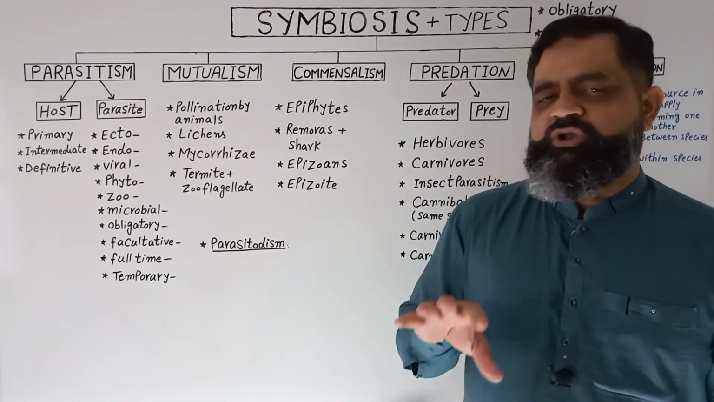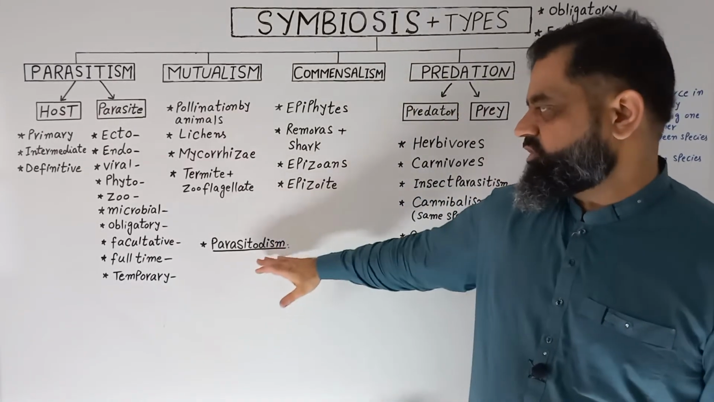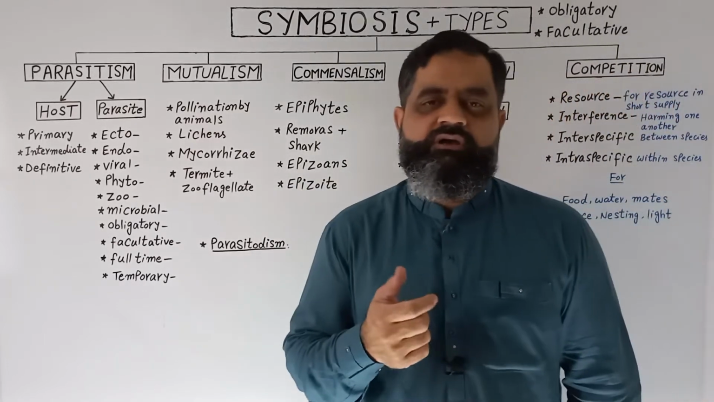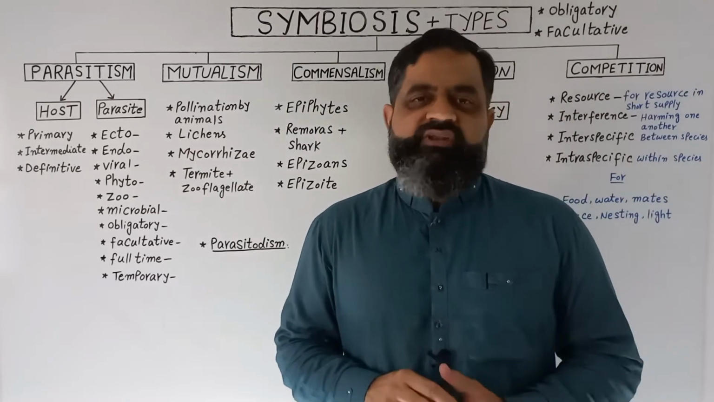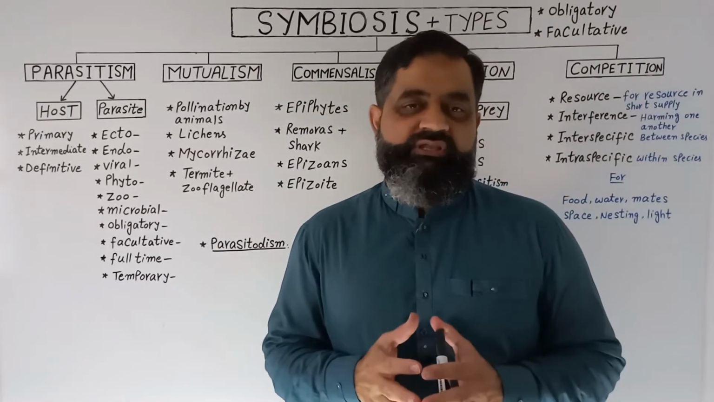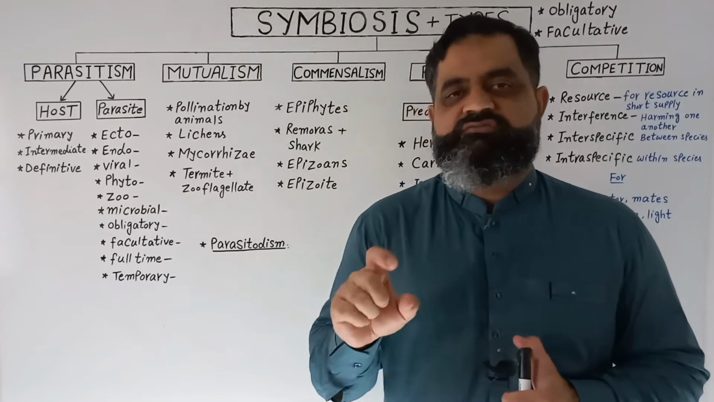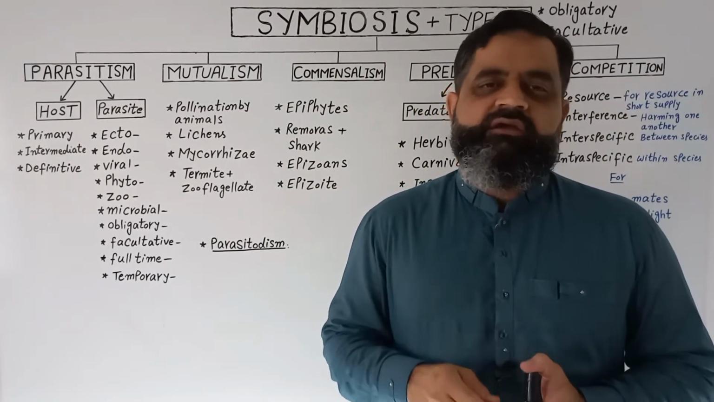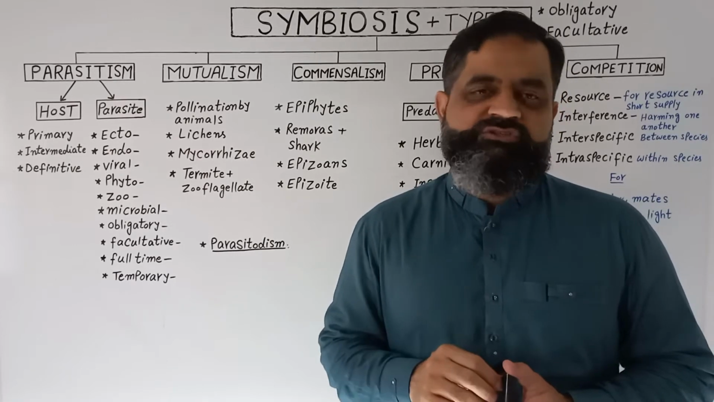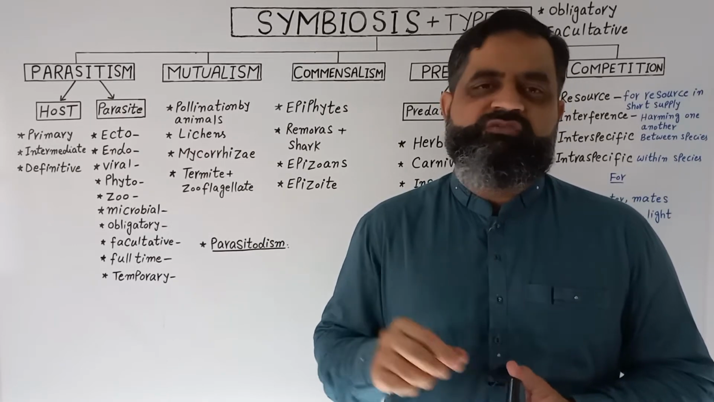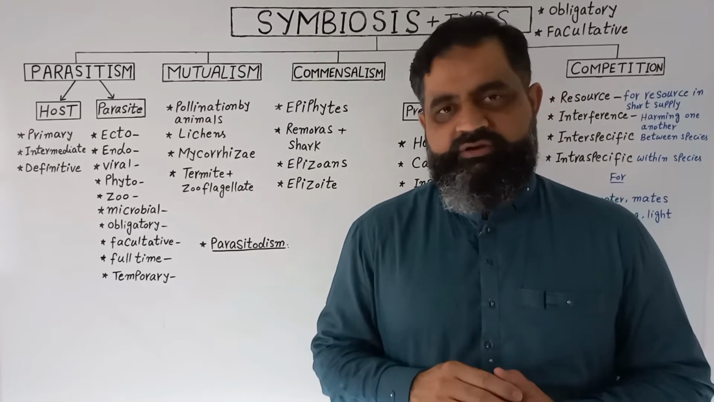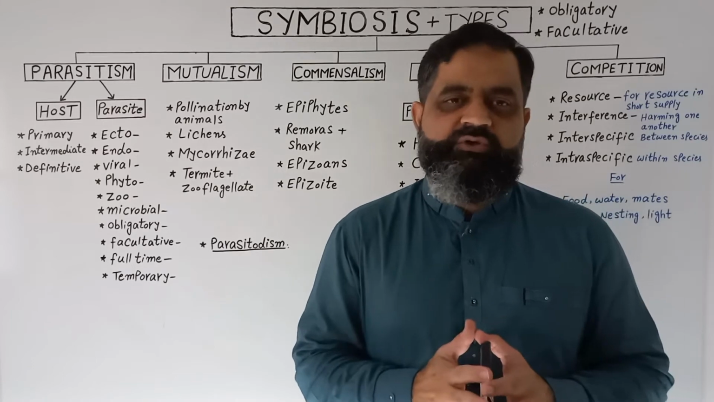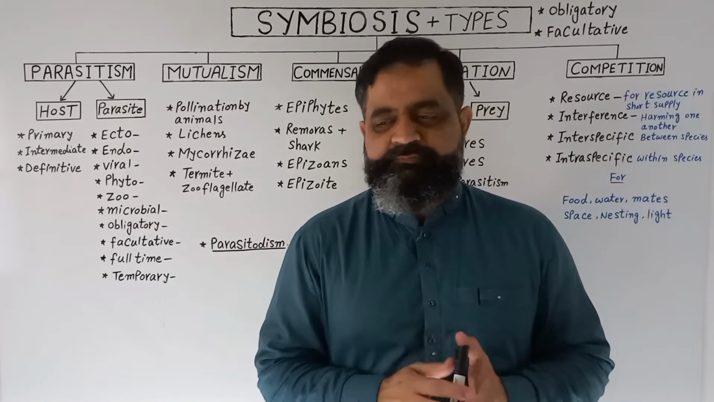There is also one more small relationship, which is known as parasitoidism. In this condition, an arthropod fly, during the breeding season, lays eggs on the surface of a caterpillar, and after that she dies. When the larvae emerge from the eggs, they feed on the body of the caterpillar and kill it, and they become adults after completing their life cycle. This is also a good example of parasitoidism.